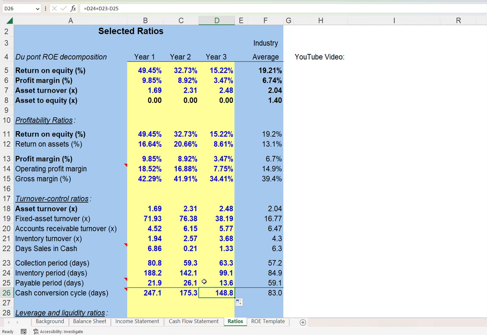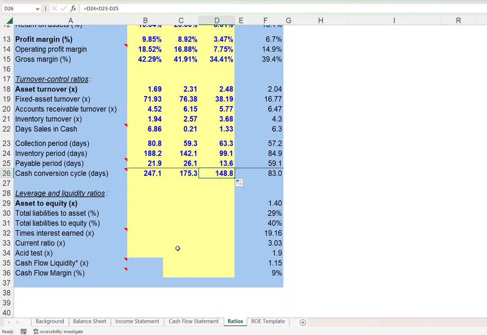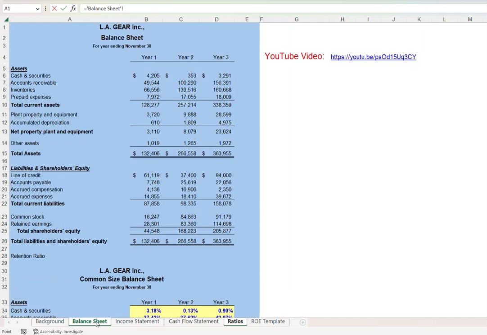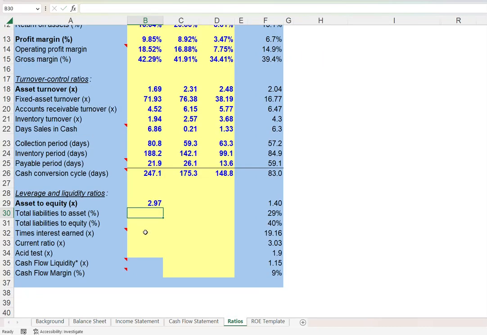All right, last set of ratios we're going to take a look at are our leverage and liquidity ratios. We're going to begin with our asset to equity ratio. That's our measure of leverage. So equals, go to our balance sheet. Our assets in year one, 132,000. Our equity, 44,000. And we've got it.